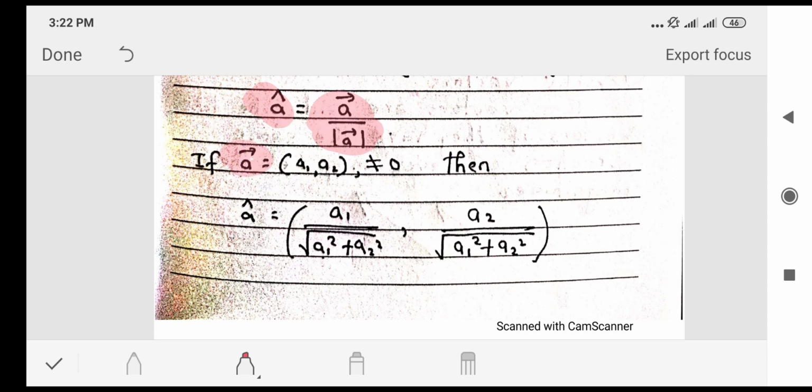So if vector a is equal to a1 comma a2, which is not equal to 0, then unit vector of a, vector a, will be a cap is equal to a1 upon square root of a1 square plus a2 square comma a2 upon square root of a1 square plus a2 square. Similarly, my dear students, if it is a 3-dimensional vector, then here it will be a3 also, and here it will be a1 square plus a2 square plus a3 square. Okay, so here we are discussing 2-dimensional vectors. So by using this formula, you can calculate the unit vector of any vector.